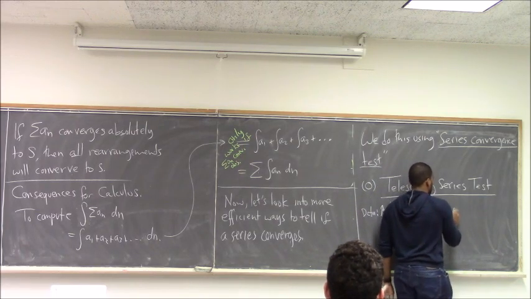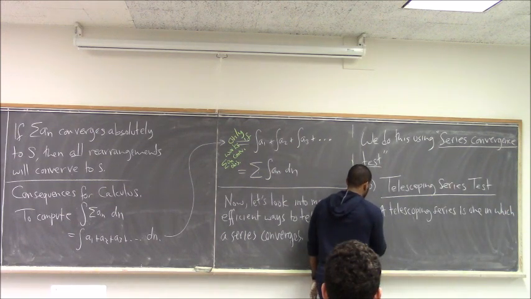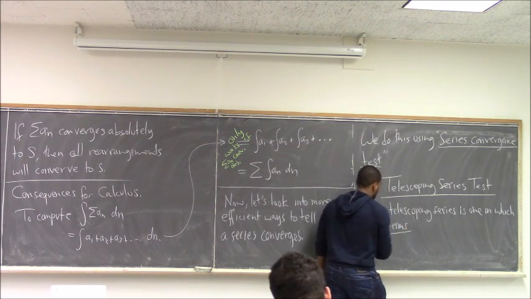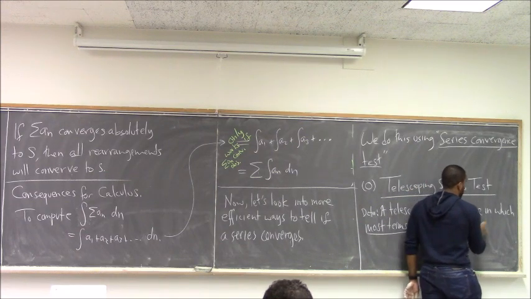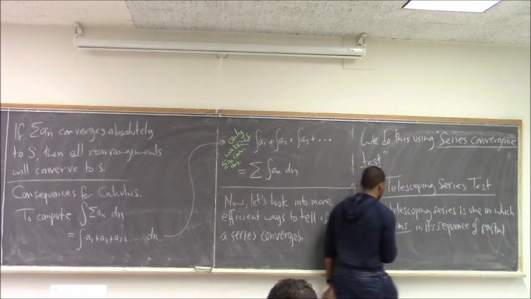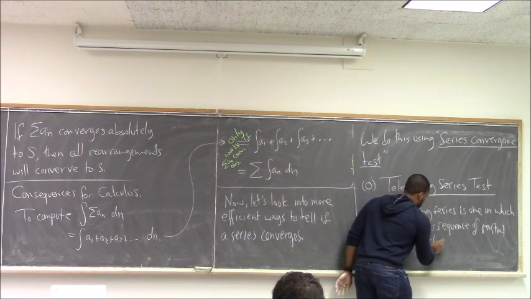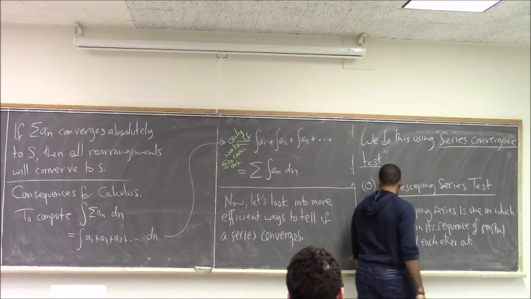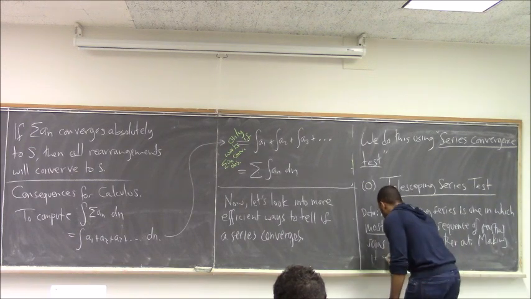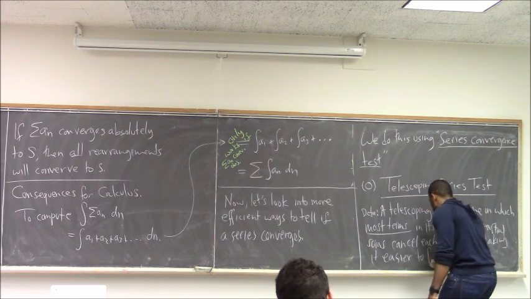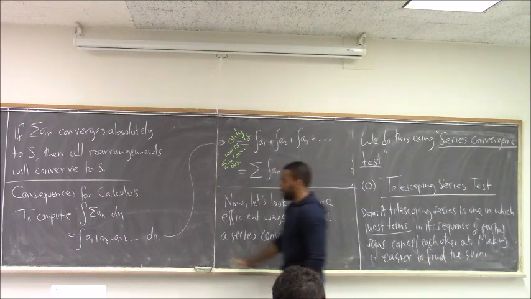A telescoping series is one in which most terms in its sequence of partial sums cancel each other out, making it easier to find the sum. So that's what a telescoping sum is. Let's actually just do an example.